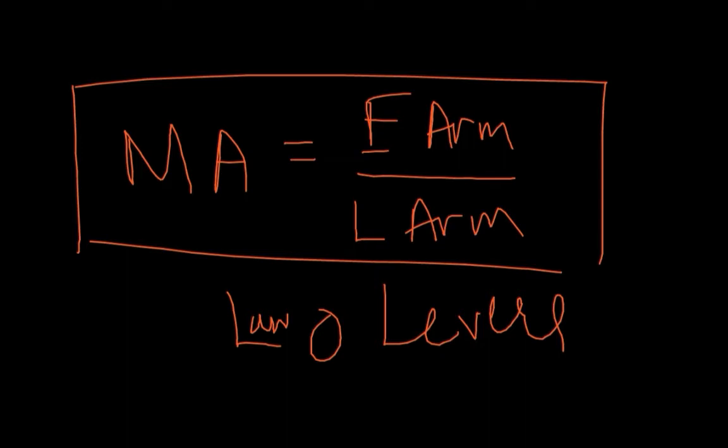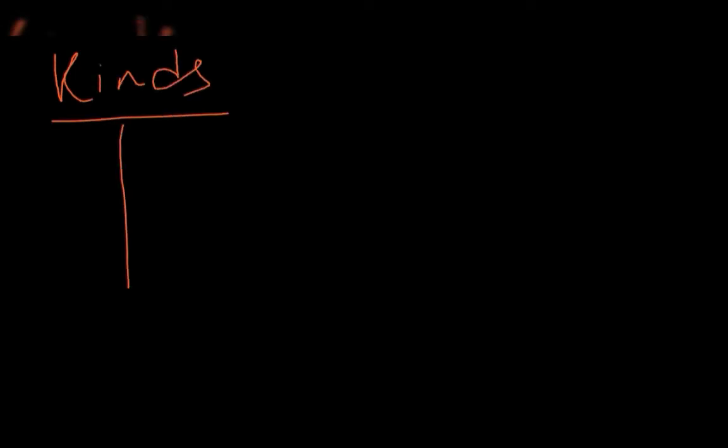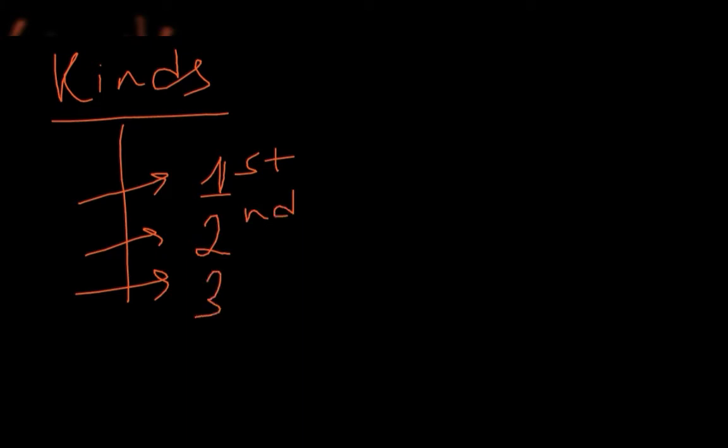Okay. Now we will do kinds of lever. Kinds of lever. Actually, there are 3 kinds of lever and very easy to remember the name. The first kind is known as the lever of the first kind. Second kind is known as second kind lever. Then third is known as third kind lever. Such easy names to remember.